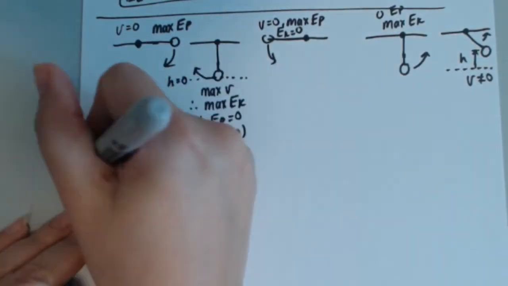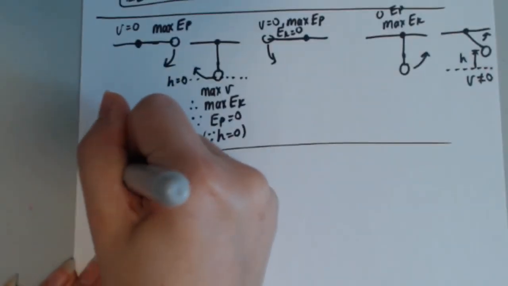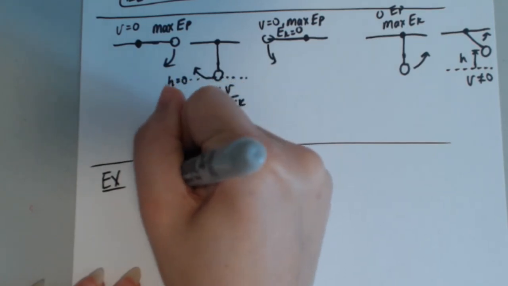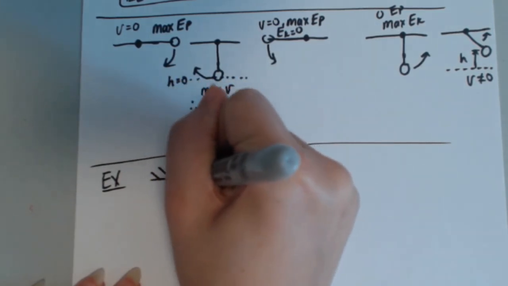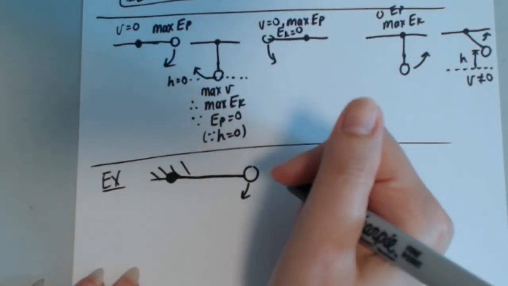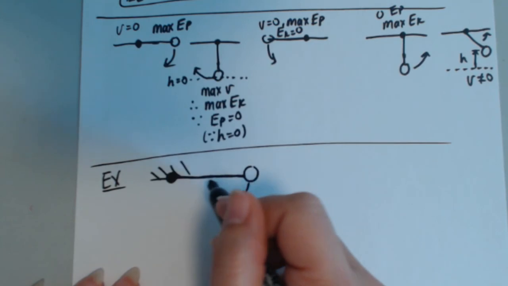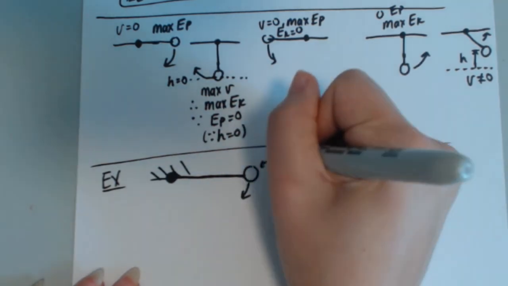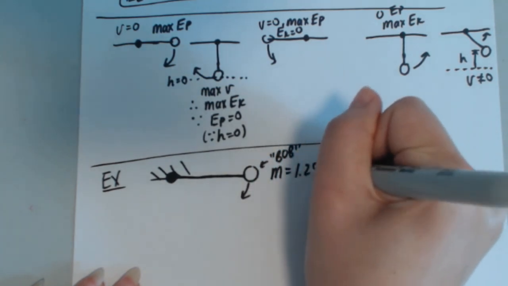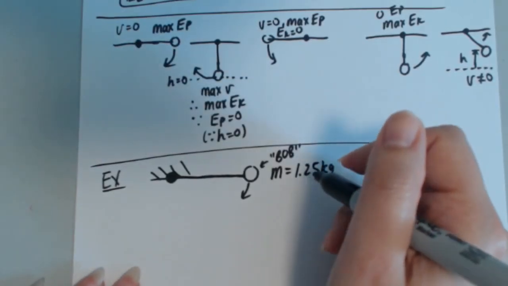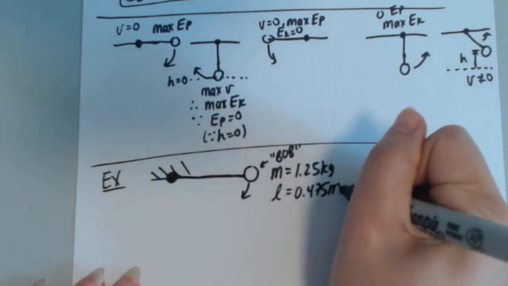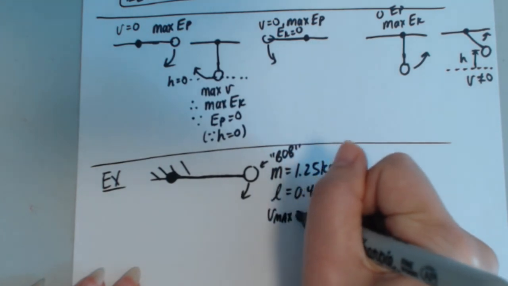All right, so example. We've got our pendulum, and this thing is going to swing down. So we don't really care about the mass of the string. We care about the mass of the bob. So that's the bob, and the mass of the bob is 1.25 kilograms. The rope is 0.475 meters long. We want to find the maximum velocity.